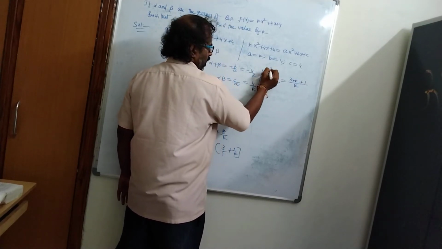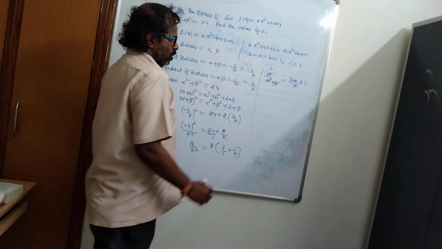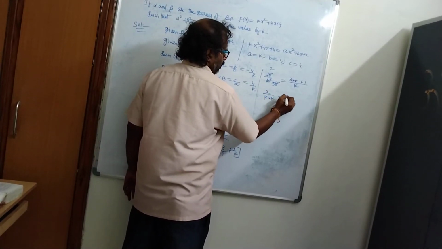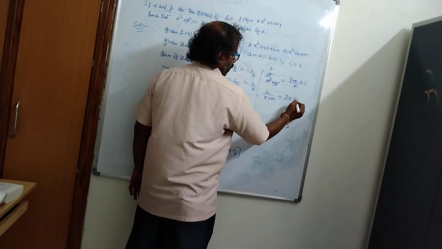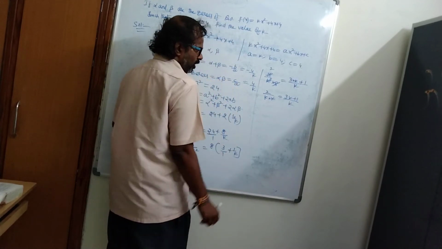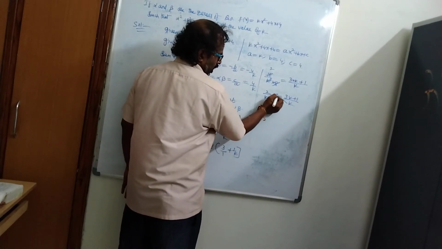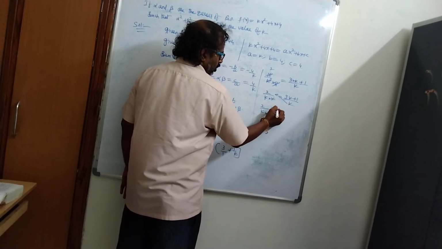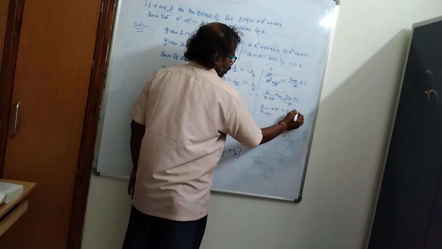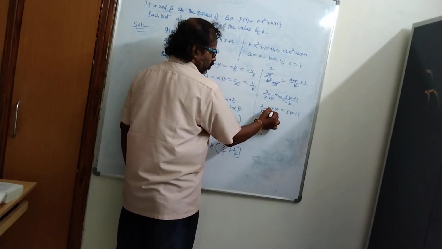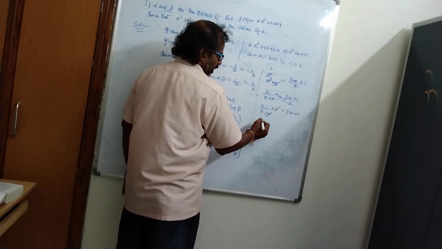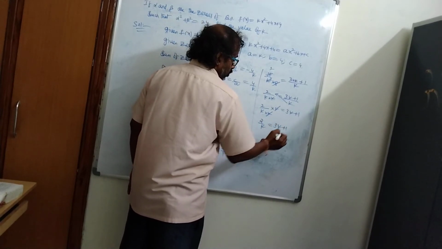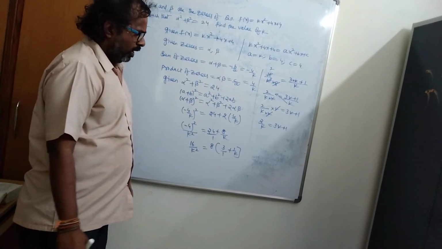So 8 ones are 8, 8 twos are 16. So 2 by k square, k into k is equals to 3k plus 1 by k. So get this k here, 2 by k into k into k, that is equals to 3k plus 1. k and k will get cancelled. So 2 by k is equals to 3k plus 1.